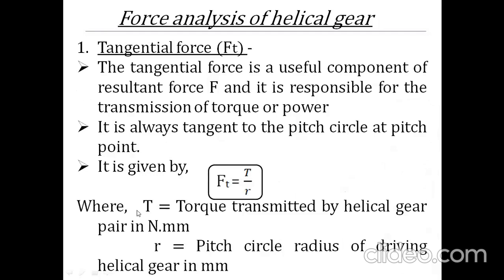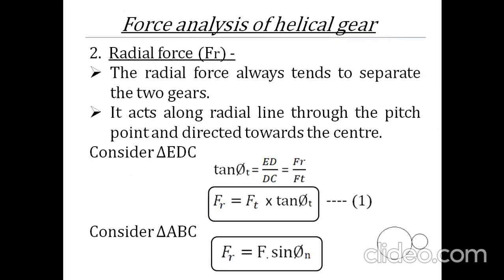Remember this formula. In it, T is the torque transmitted by the helical gear in Newton mm, and R is the pitch circle radius of the driving helical gear in mm. Clear?